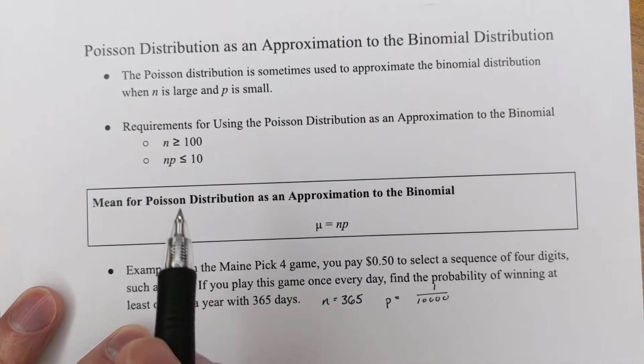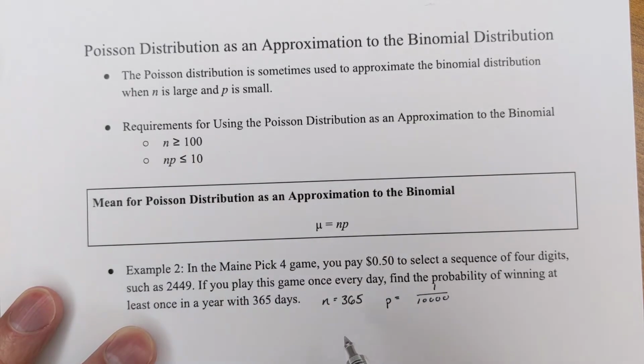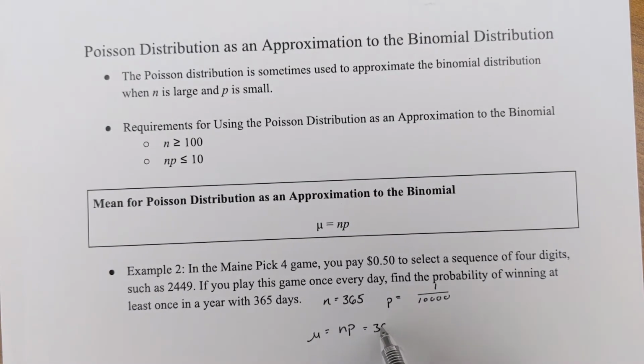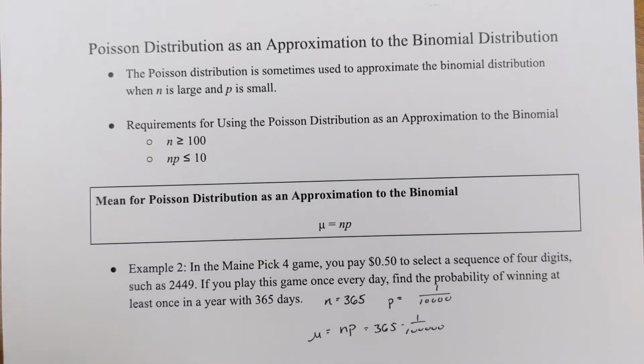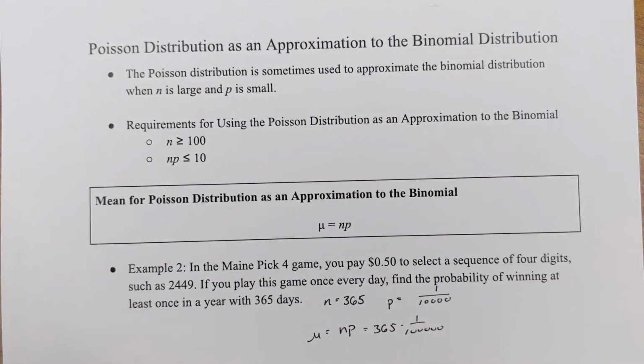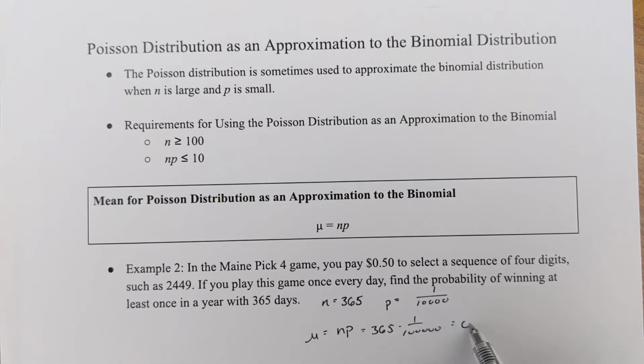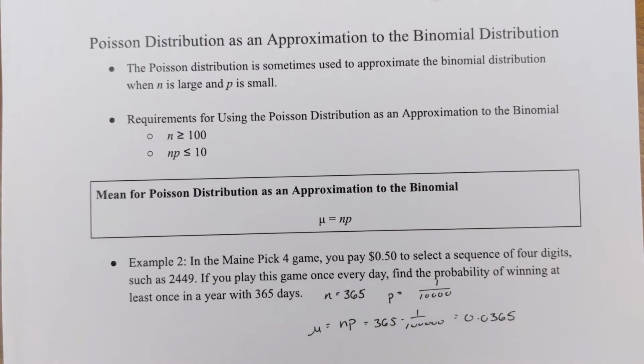So n is more than 100. If I take n times p, so essentially the average, is it less than or equal to 10? That's going to be 365 times 1 over 10,000, or 365 divided by 10,000. That is 0.0365, so that's definitely less than 10.